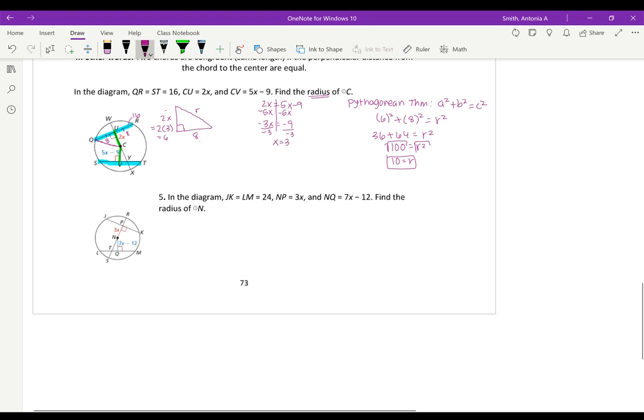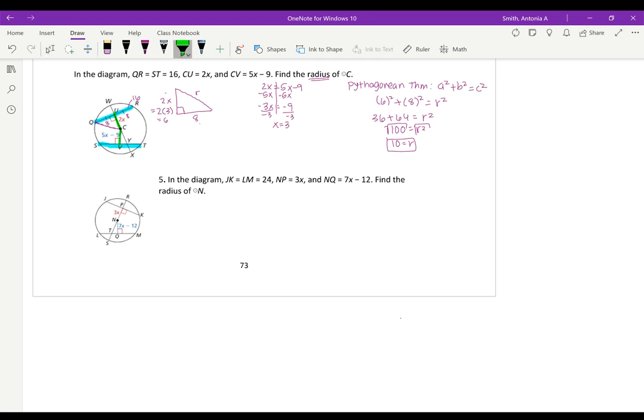Let's do it one more time. In this diagram here, we have the information that JK, that chord, and LM are the same size. They're both 24. We know that NP and NQ are 3x and 7x minus 12, and we know that they're the same size because those chords are the same size. It wants us to find the radius.